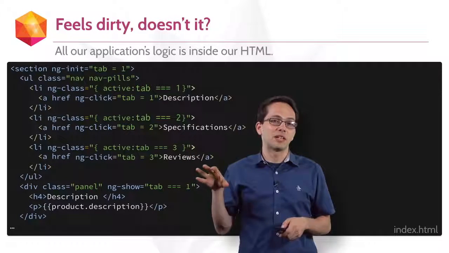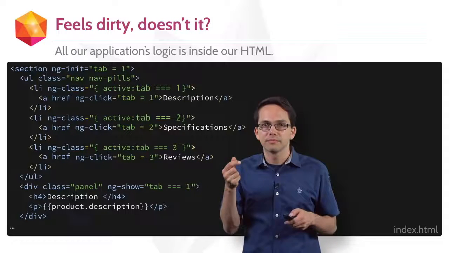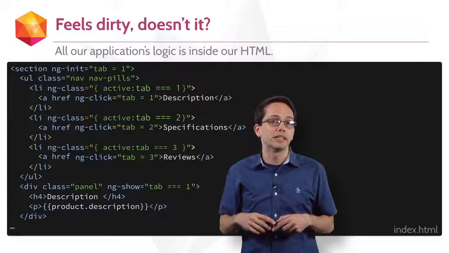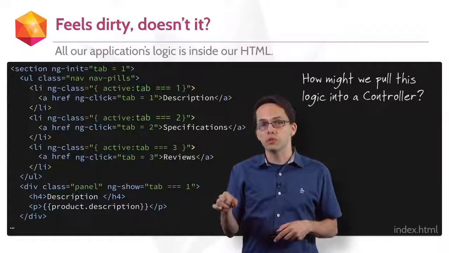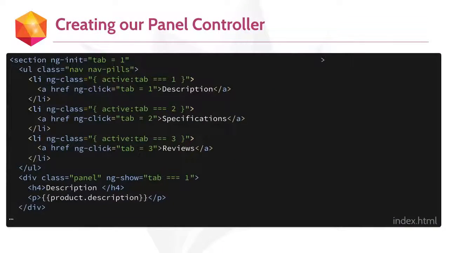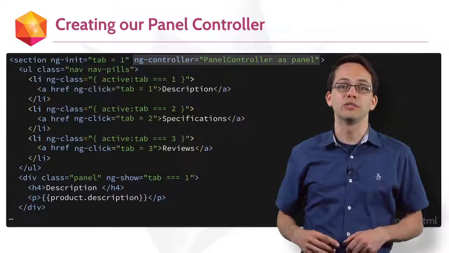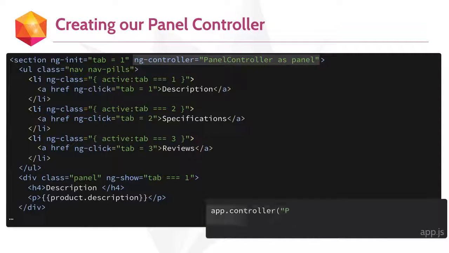We need to figure out how to pull that logic into something to organize it. The best place here might be a controller. Not our store controller. We need a new controller for this logic. Maybe we'll call it our panel controller. First, we'll use the ngController directive, specifying our panel controller as panel. Panel is our alias that we'll be using inside of this element to refer to our panel controller. Then in our app.js, we'll define our panel controller.